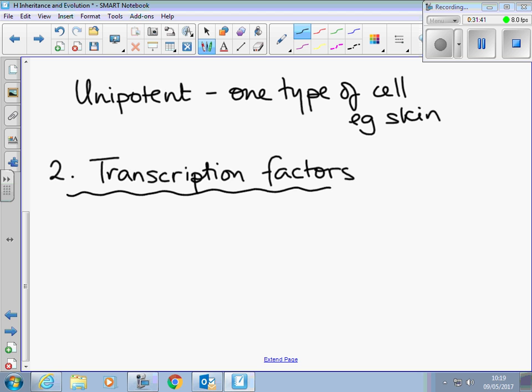These are proteins which attach to the DNA to actually enable transcription to start.